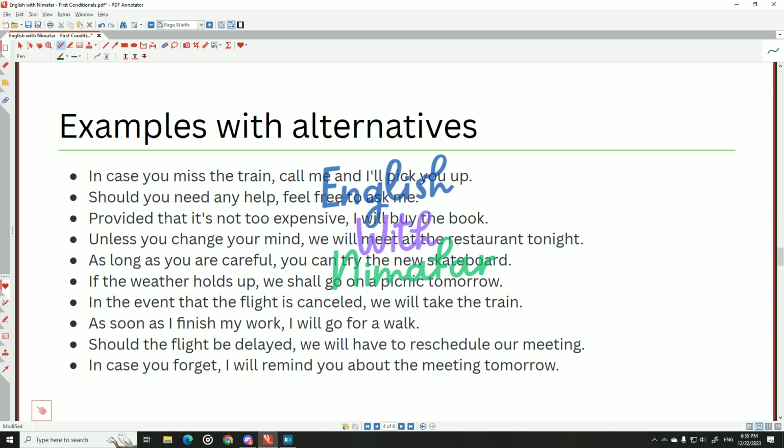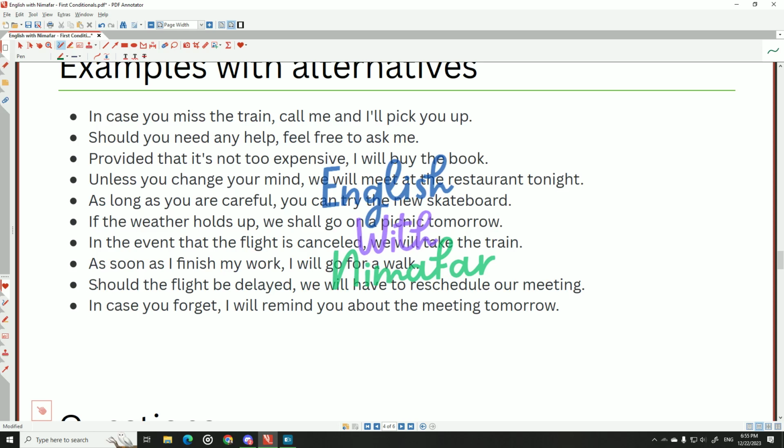As long as you are careful, you can try the new skateboard. If the weather holds up, we shall go on a picnic tomorrow. In the event... that's not correct. Provided that the flight is cancelled, we will take the train, for example. As soon as I finish my work, I will go for a walk. Should the flight be delayed, we will have to reschedule our meeting. In case you forget, I will remind you.